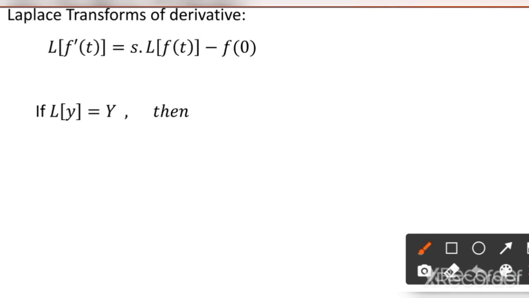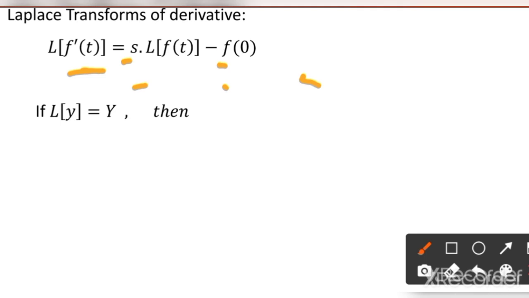Just observe carefully. For f dash of t, the order of the derivative is 1. So we have to start with s power 1, and in the descending order the next term should have s power 0. Correct. That's why for f double dash of t, where the order is 2, it is s square L of f of t minus s f of 0, minus there will be one more term, that is s power 0, so with f dash of 0. So it is in the increasing order of derivatives at t equal to 0.